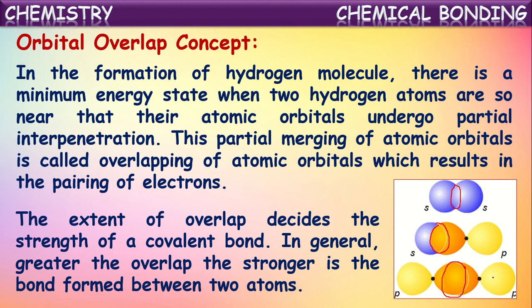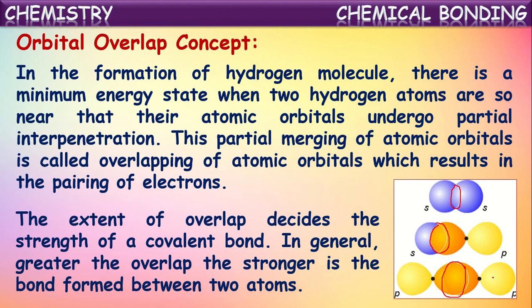So if the extent of overlapping, that means the merging, is greater, then the bond so formed will be a stronger covalent bond. If the merging, or the interpenetration of orbitals, is less, then the strength of the covalent bond so formed will also be less. In that way, you can say the extent of overlap decides the strength of a covalent bond. In general, the greater the overlap, the stronger the bond formed between the two atoms.